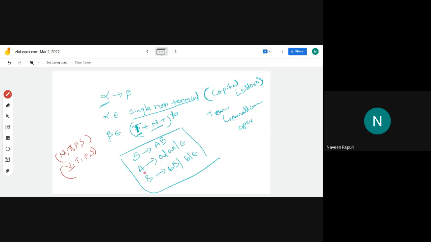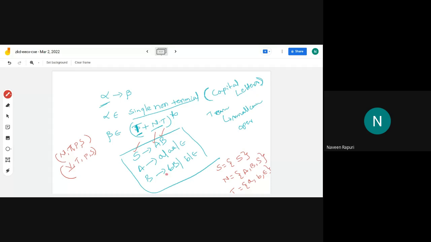So coming to this example, here the start symbol is S, and the non-terminals are, what are the capital letters that are there? S, A, B. All the capital letters come under non-terminals. So A, B, S are non-terminals. Coming to the terminals: a, b, and epsilon. So these are the terminals.